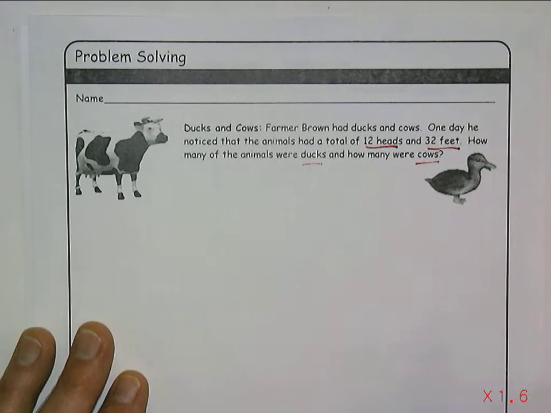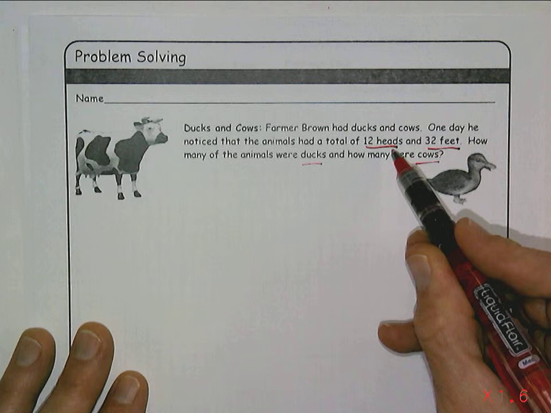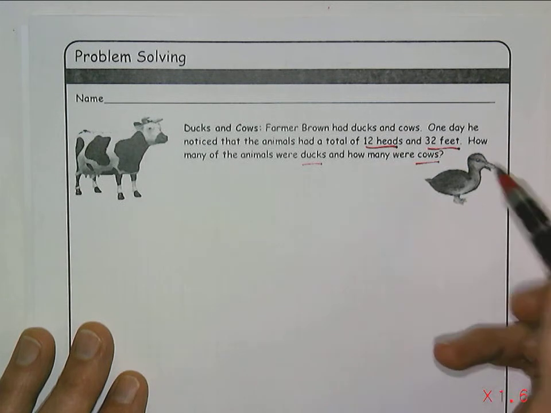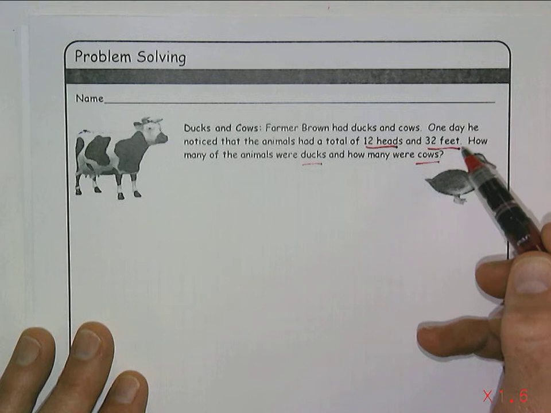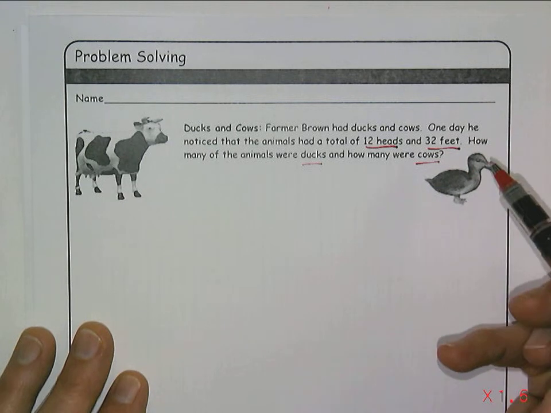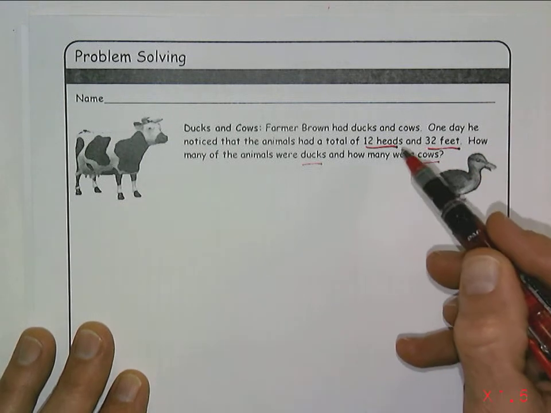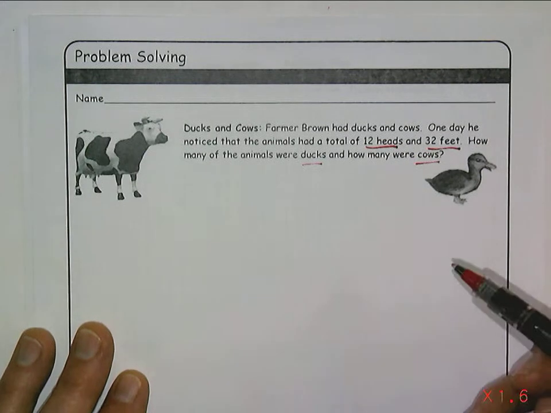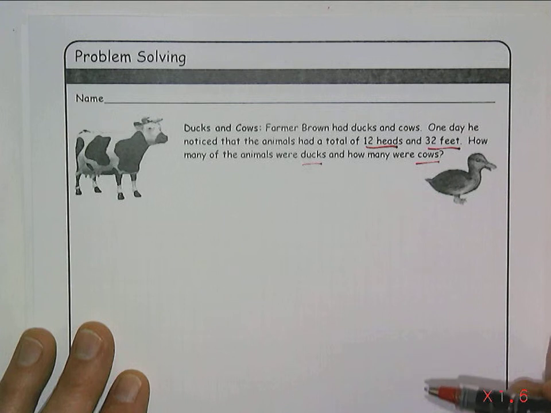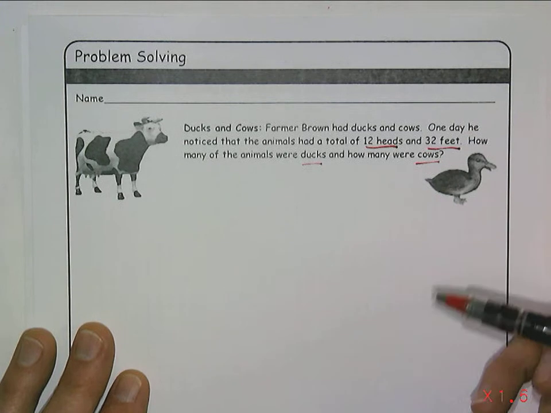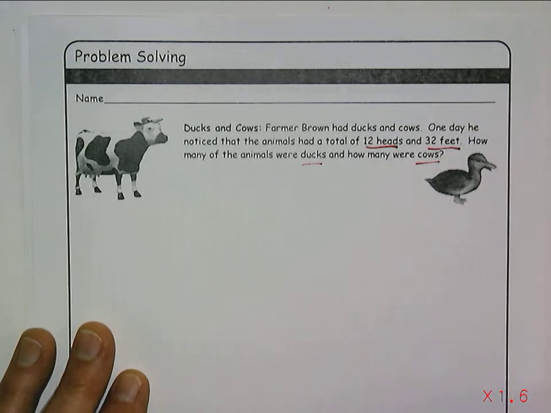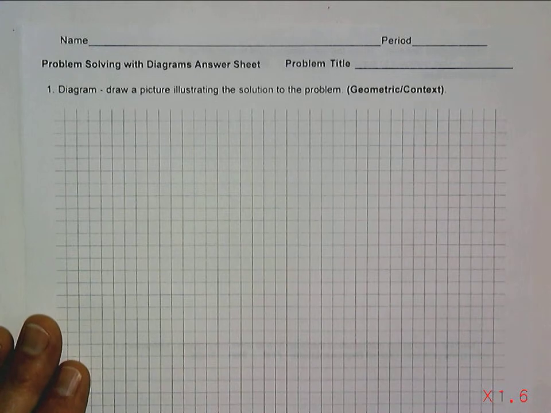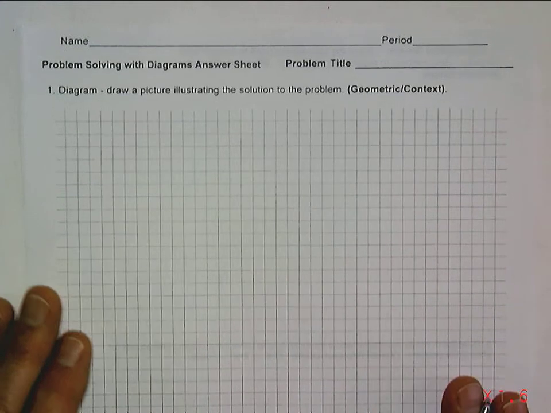So we're trying to figure out, of the 12 animals, how many of them are cows and how many are ducks. We know there's a total of 32 feet in the group of ducks and cows. We know there's 12 total, but we don't know how many of each there are. So what I'm going to do is use an illustrative or diagrammatic way of solving a problem as opposed to just trying to do calculations. And to do this, I'm going to use sort of this format.